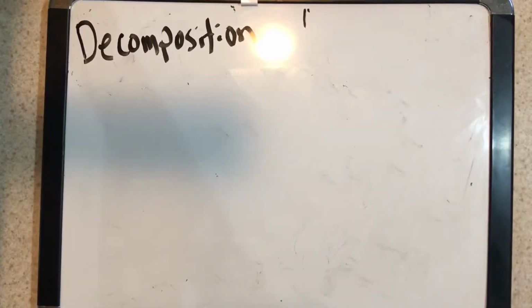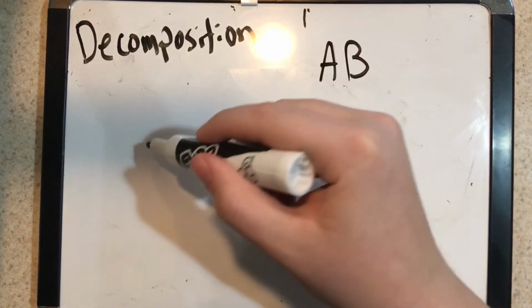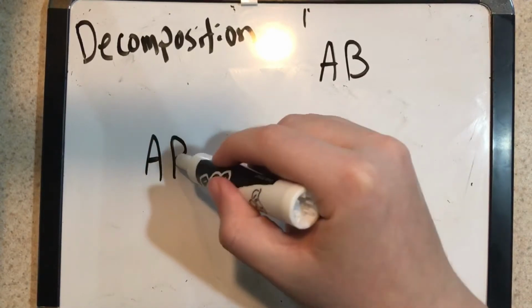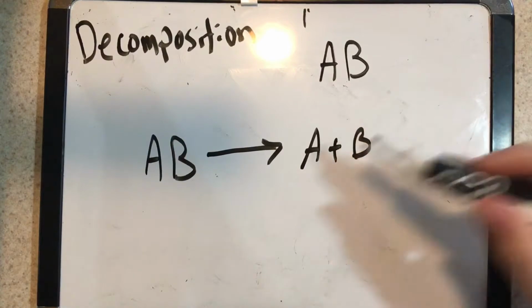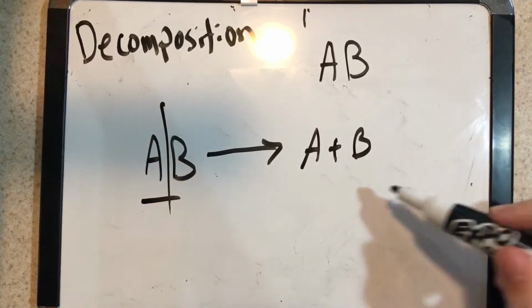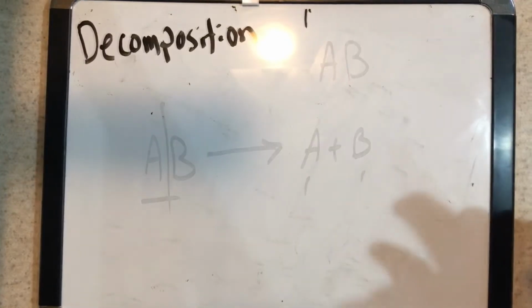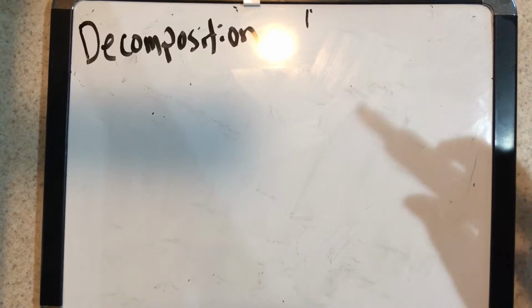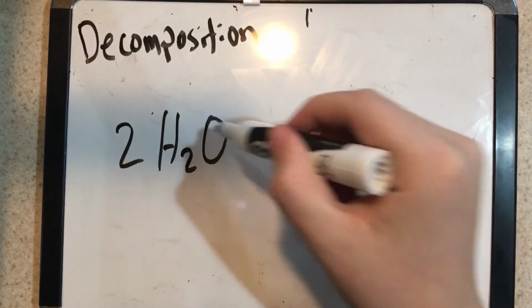Next, we have a decomposition reaction in which the reactants are broken into smaller items. To explain this, we'll start with the letters AB. This is very simple because AB would yield A plus B, because AB as a single unit would break down into its parts, making A plus B into two separate things. An example of this would be the decomposition of hydrogen peroxide, which is H2O2.